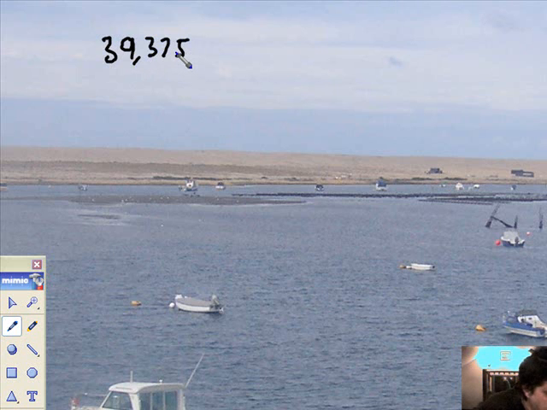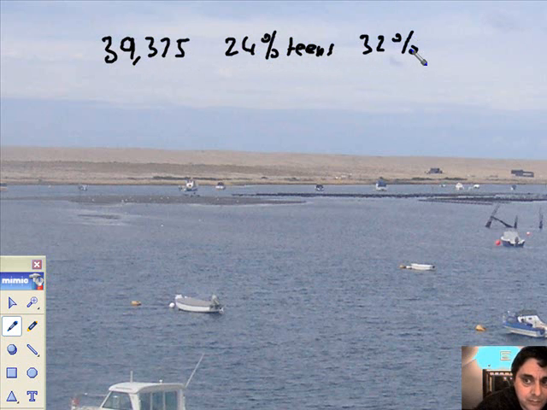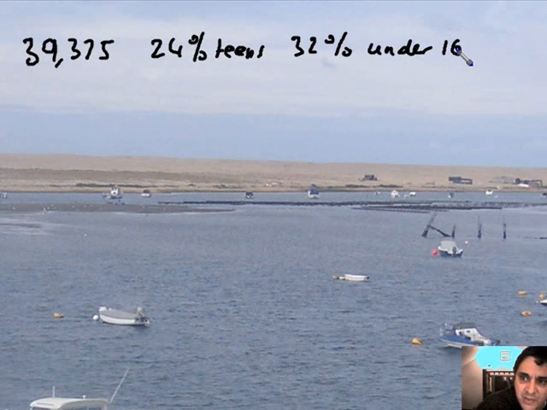There are 39,375 people at a football match. 24% of these are teenagers, so I'll put here teens, and 32% of these teenagers are under 16. Okay, got the picture? So that many people watching a game, 24% of these people are teenagers, and 32% of these teens are under 16. How many teenagers under 16 are at the match?